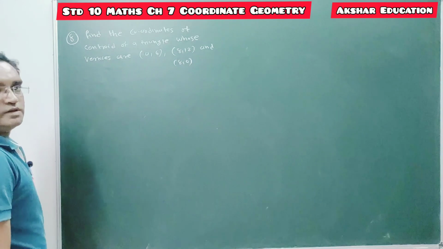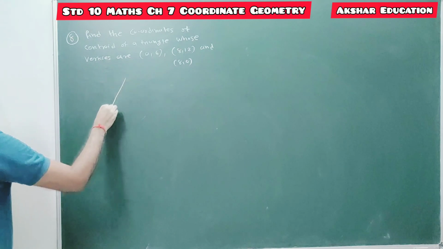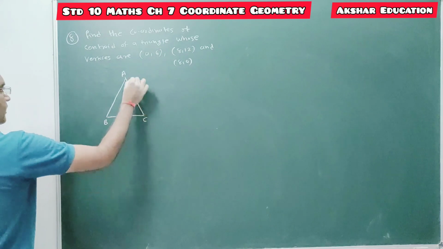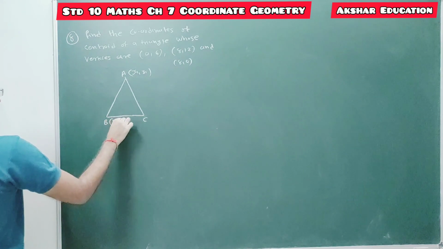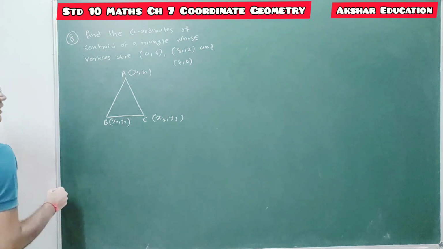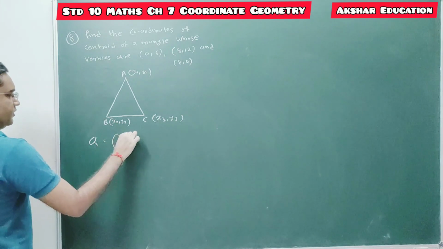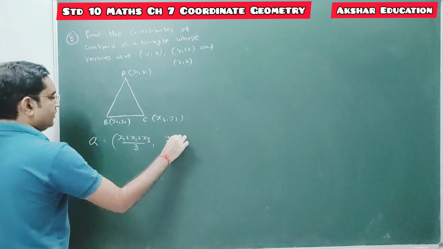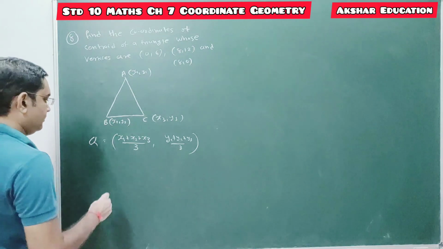Okay students, now last question of this video. Find the coordinates of centroid of triangle whose vertices are given. So formula is there for the centroid. Suppose this is triangle ABC whose vertices are x1, y1, x2, y2 and x3, y3. So coordinates of centroid G is given by x1 plus x2 plus x3 by 3 and y1 plus y2 plus y3 by 3. These are the coordinates of centroid of triangle.